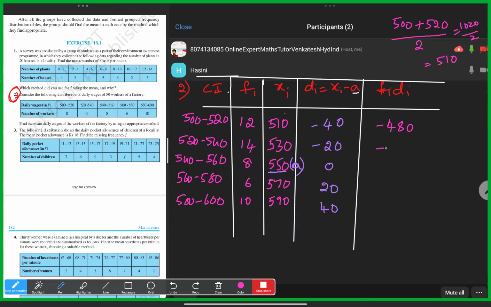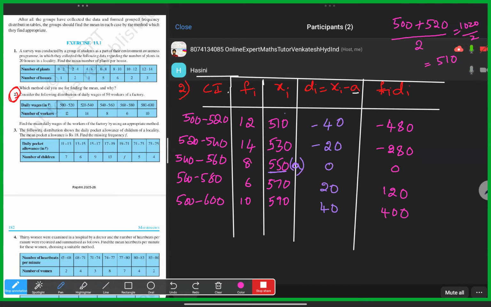14 into minus 20. Then 8 into 0, how much, Hasni? 0. Yes. 6 into 20, sir. Yes, Hasni, whatever value is present in fi with respect to di. 120. Yes, Hasni. 10 into 40: 400.